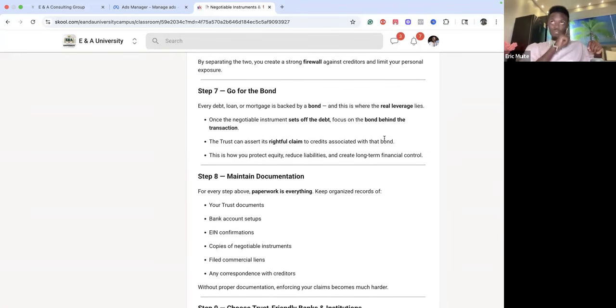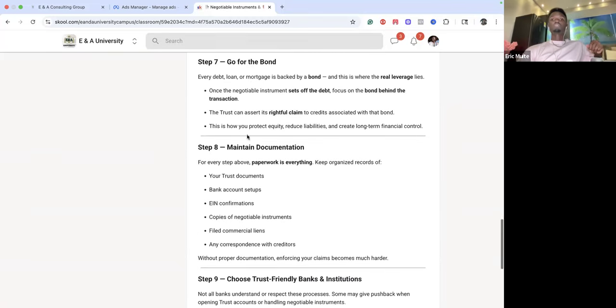Now, back to what I was telling you guys about the bonds. The bonds is what these major corporations are working with, what the courts are working with, and that's what they're playing. They're playing in the game of bonds. And so by understanding this particular part of securing them, you'll now secure your assets. You never have to worry about someone trying to come claim it, right?